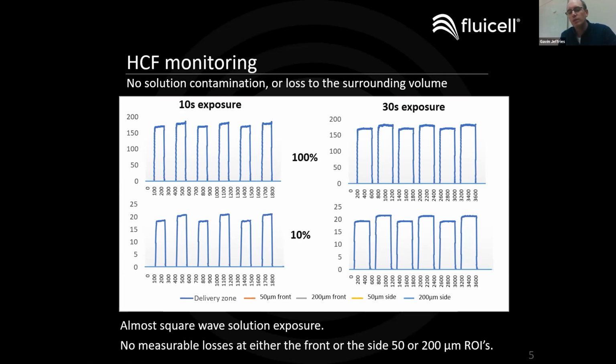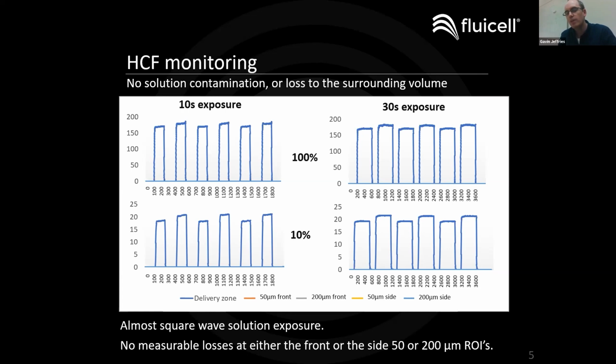And what we're happy to say is that yes, we actually do maintain a confined zone at 10-second continuous exposures, even 30-second continuous exposures. What we see is we go back down to background every time. We don't have any transient solutions being lost into the environment, and we can do this repeatedly.